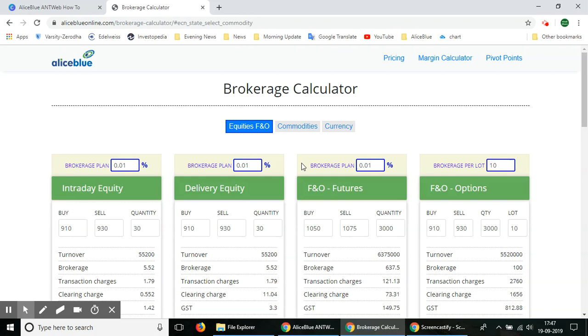You don't have to pay. You can just calculate here itself and get an idea.